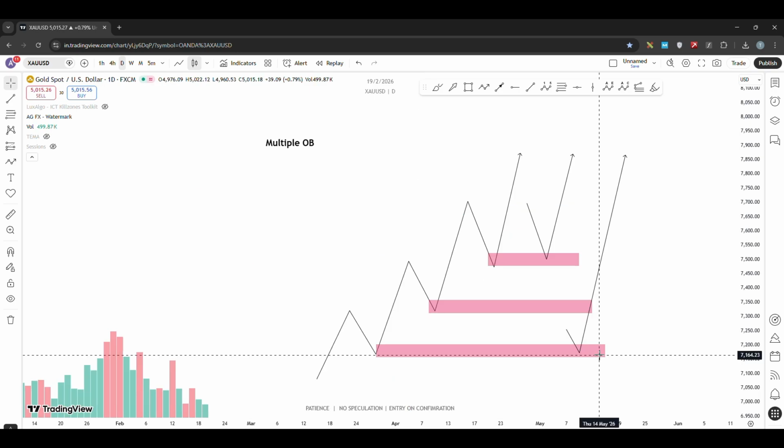In the next class, we'll be talking about mitigation block and breaker block, and after that we'll be discussing liquidity as well on a separate video.